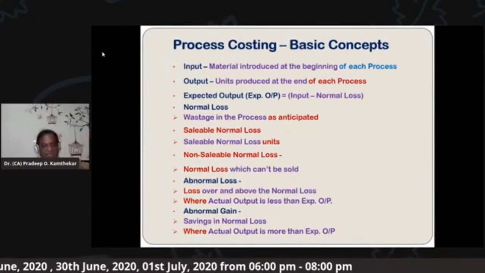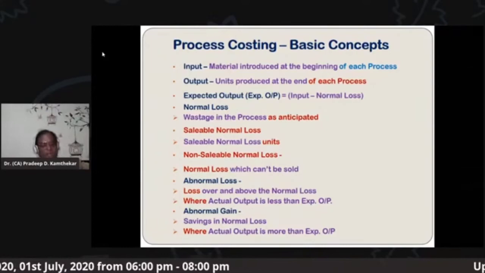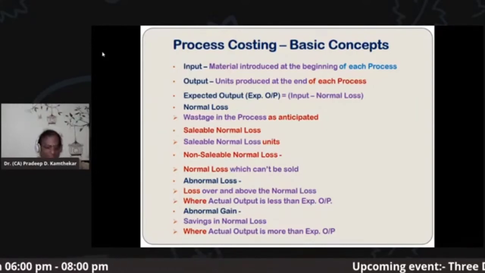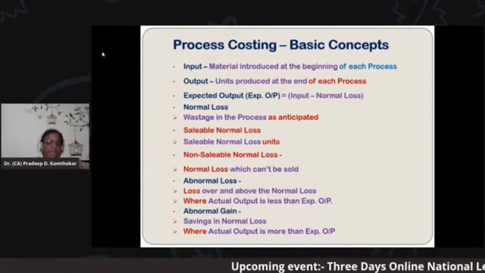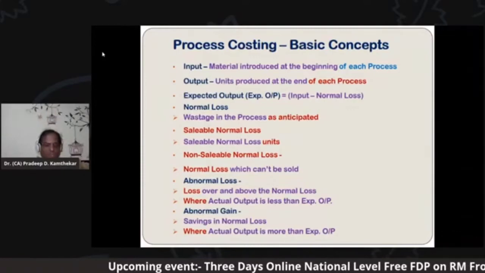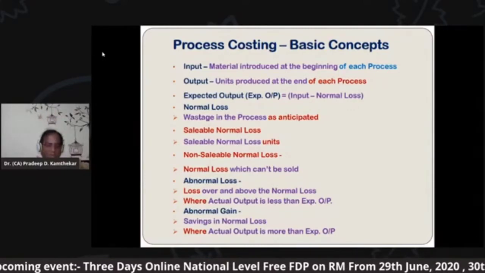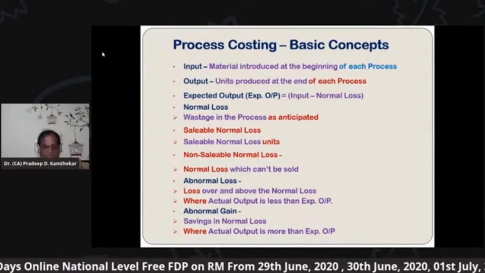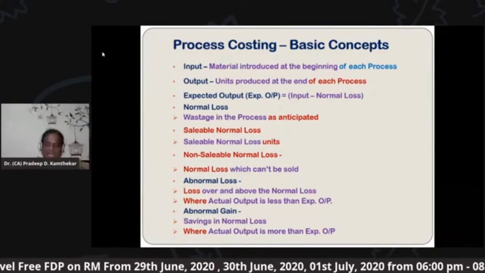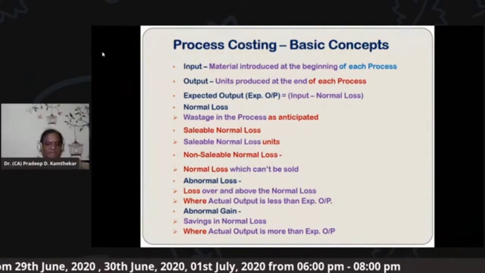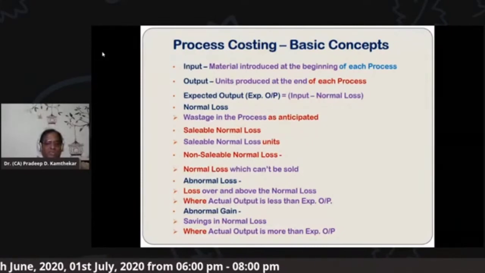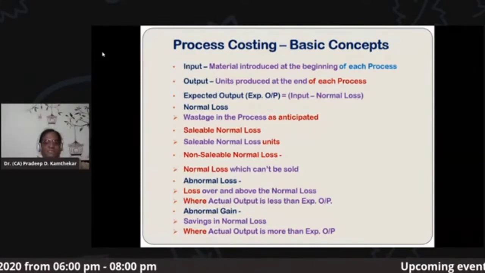And reduction in the normal loss, which we call saving in the normal loss, is nothing but abnormal gain, because actual output is more than the expected output. So whenever we have less loss than the normal loss, that saving in the loss is called abnormal gain. So these are the different terms which we use very often in process costing. So we must know the meaning of these terms.